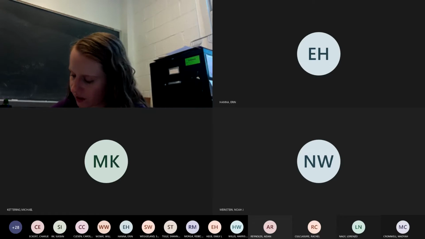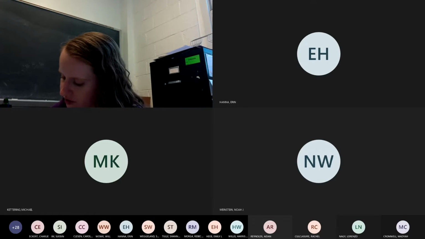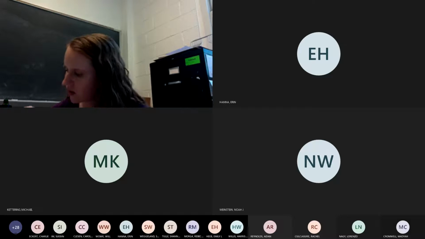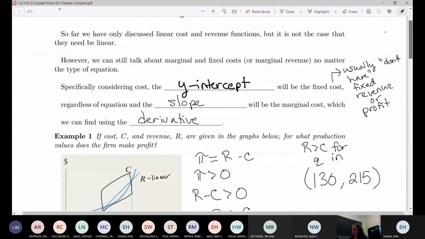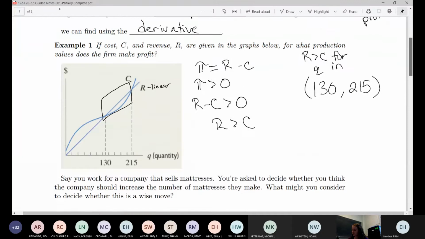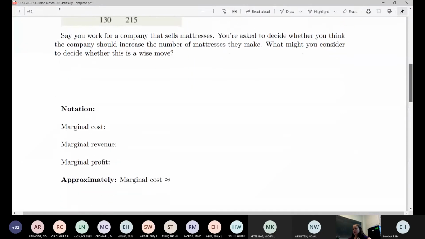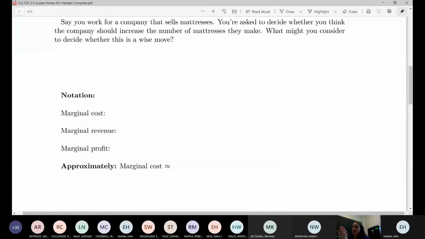We started the other day, but got barely anywhere because technology hated me. So reminder, we're talking about marginal cost and revenue and profit. So the way we're finding that is we're using the idea of the slope. And then we went through this first example, which actually had nothing to do with slopes, but just had to do with regular profit in general. But anyway, so now let's say, for instance, you work for a company and they sell mattresses. And they are asking you to decide whether or not they should increase the number of mattresses they sell.